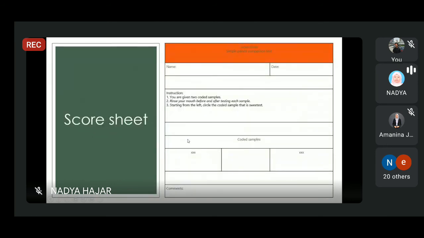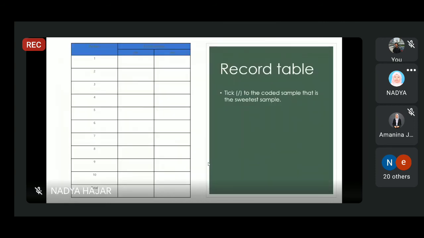Okay, bulatkan yang mana lebih manis. Dia ada dua sampel saja. Bulatkan dikata kat sini. Circle the coded sample that is the sweetest. Bulatkan je yang mana lebih manis. Okay, here is the record table, sama juga.